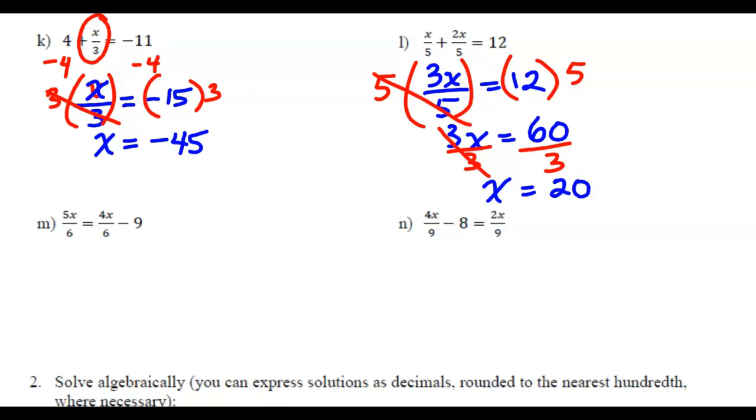Same thing with the next one. There are 2 terms with x's, so we want to collect those. So I'm going to subtract 4x over 6 from both sides. And think about it. Again, same denominators, which is very lucky. They're not all like this.